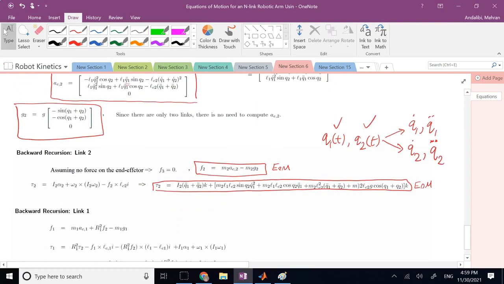And that means I can determine my pin force and I can determine my tau. On the other hand, if the taus are given to me, the torques at the joints, then I need to solve this equation along with another one that we derive for the next link.